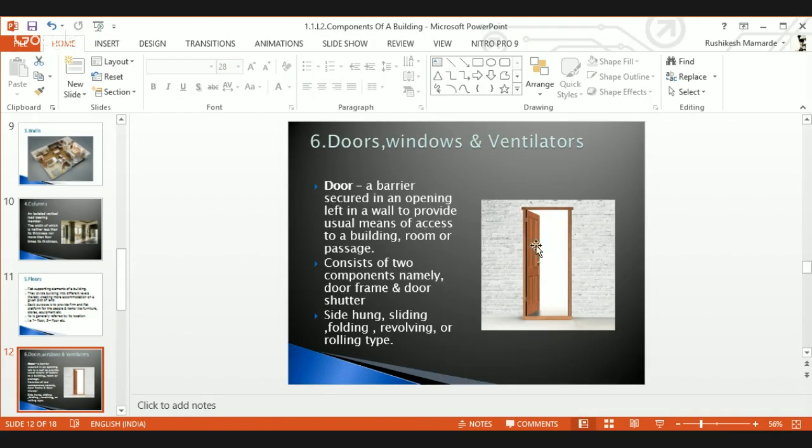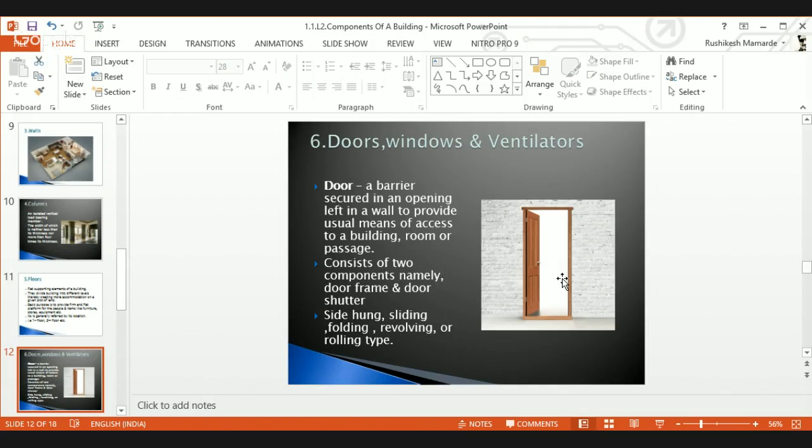So a door is nothing but a barrier kept in an opening, the usual means of access to a building, room, or passage. You can imagine a door and the opening, and that is nothing but the barrier. Then it consists of two components, namely a door frame, as you can see here, and a door shutter. These are the main two components of the door.